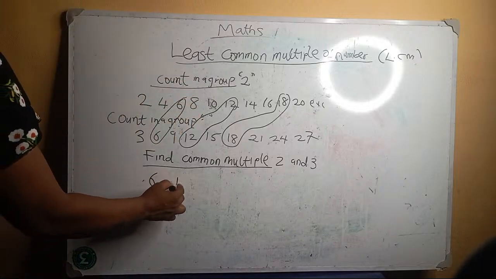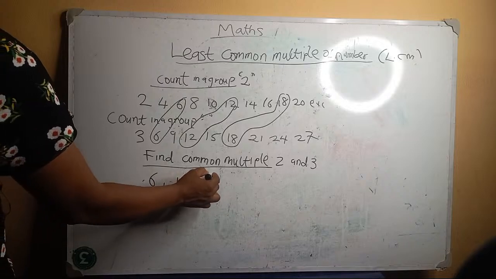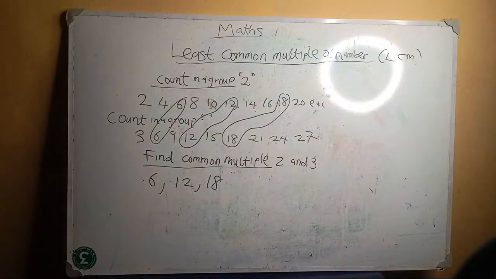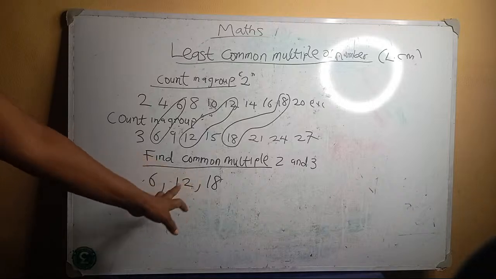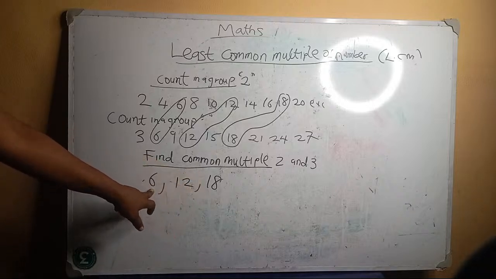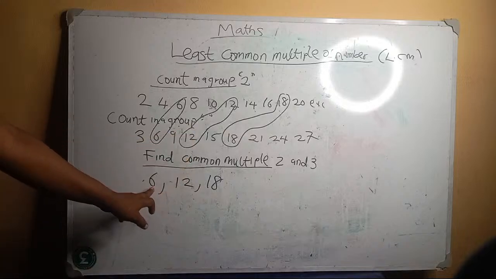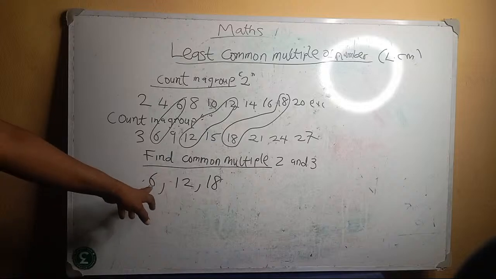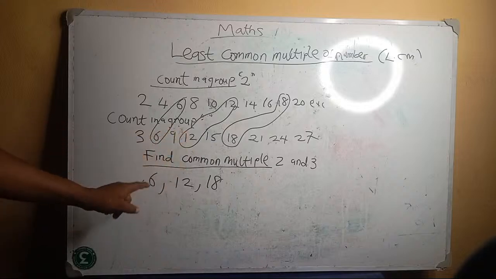6, 12, and 18, and so on and so forth. So that is the common multiple of 2 and 3. Then coming here now, what's the least common multiple of this? 6. The least common multiple is 6, because 6 is the least, not the highest, common multiple of 2 and 3.